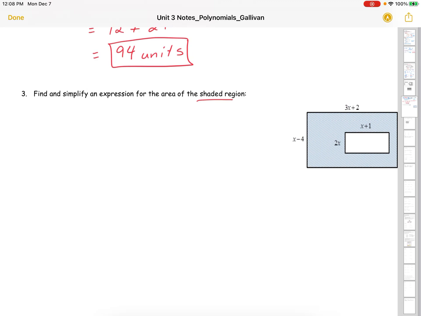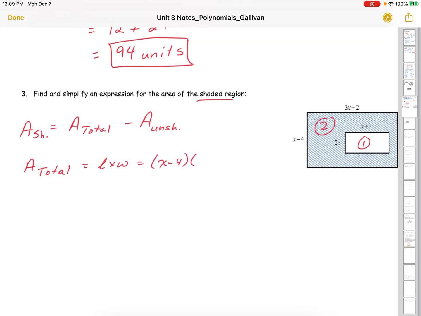So what you have to do is subtract. You've got 2 rectangles, a big one and a little one. You're going to take the big one and subtract the little one. So the area of the shaded equals the area of the total minus the area of the unshaded. Okay, so the area of the total will be length times width. So that will be x minus 4 times 3x plus 2.